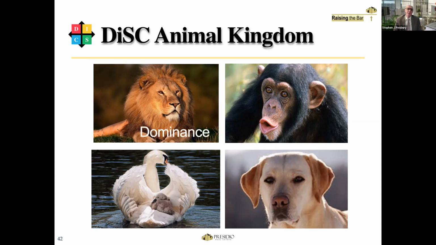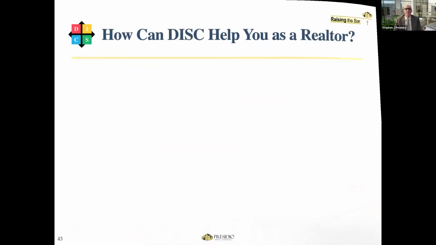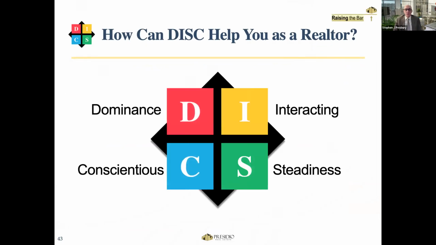Okay, let's pull those out. There they are. Dominance, interacting, steadiness, conscientious. All right. So before we, let's see how we're doing time here. Got to keep an eye on the time.